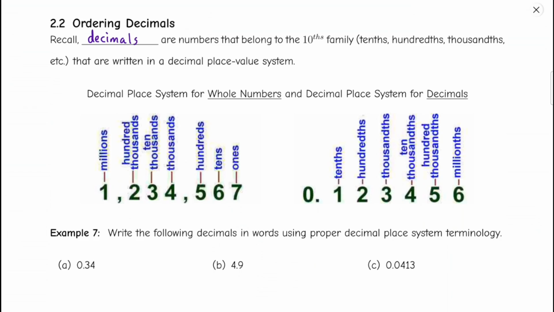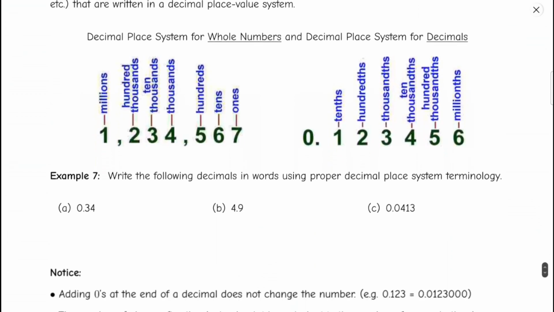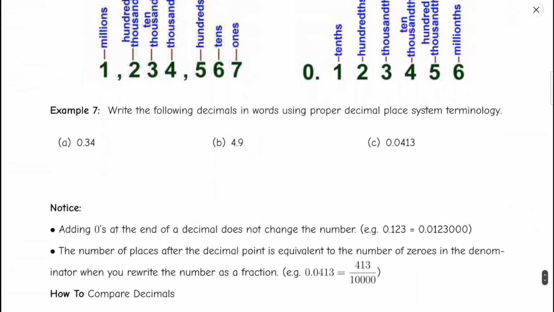Example 7. Write the following decimals in words using proper decimal place system terminology. So 0.34. So the 4 is in the hundredths place. So now you read the number as if there is no decimal, so that would be 34. And since the last decimal place was in the hundredths, this would be 34 hundredths.